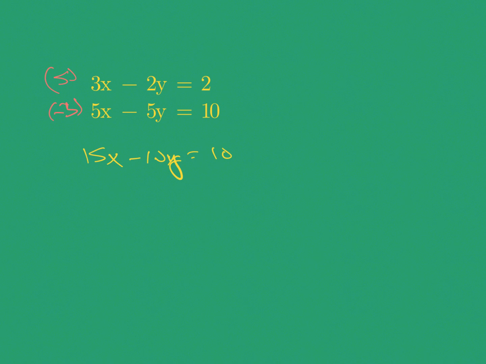Bottom equation, negative 3 times 5x, negative 15x. Remember, we have to create one of these to be negative. Negative 3 times negative 5y, positive 15y. And negative 3 times 10, negative 30.